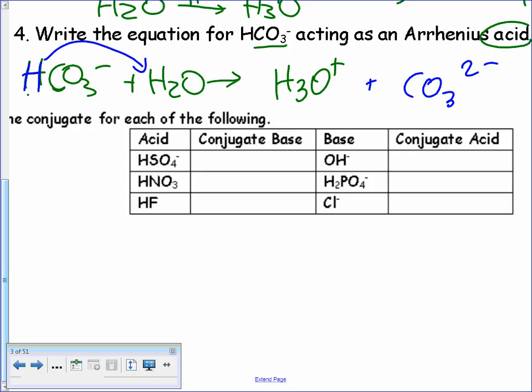Okay, let's do one more. The conjugate blank for each of the following. Acids form conjugate bases. So what has to happen to this acid? It's going to be forming a conjugate base. H has to be removed, because it's a bad acid. It's got to donate that H+. So it's an H+ donor. So this H has to be removed. So what does that become?